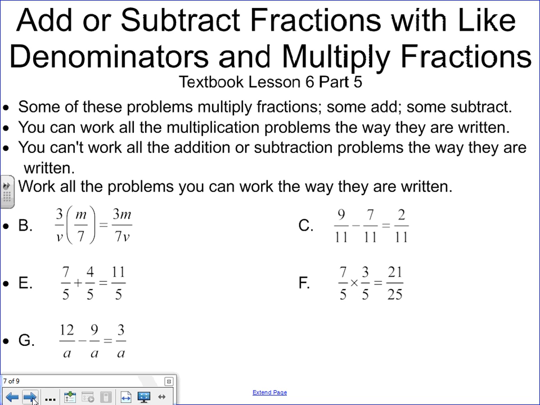And we'll check H here. H is addition, but it does not have common denominators. One denominator is R, the other one is 4R, so they are not exactly the same. We cannot add those two fractions together the way they are right now. Make sure you have these right, and then we'll finish up the notes here and do Lesson 6, Part 6 out of your textbook.